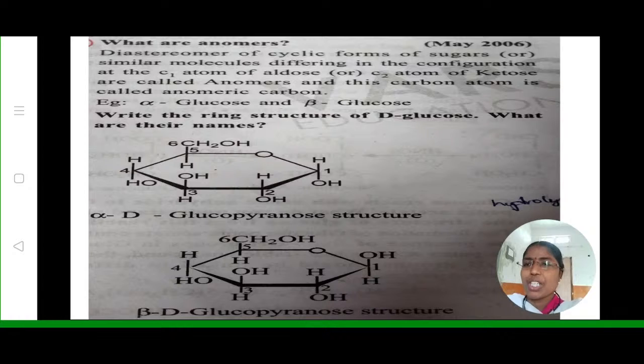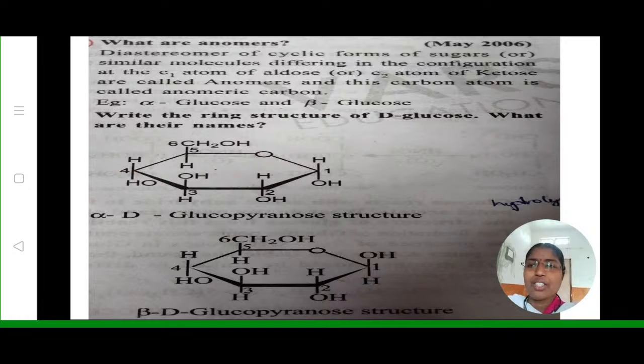So next question, write the ring structures of the D-glucose. What are their names? So here 2 glucose pyranose structures are there, the alpha glucose pyranose structure and the beta glucose pyranose structure. So what is the difference in these 2 structures? That is only at the C1 carbon. At C1 carbon there is a small difference, that is the OH group.